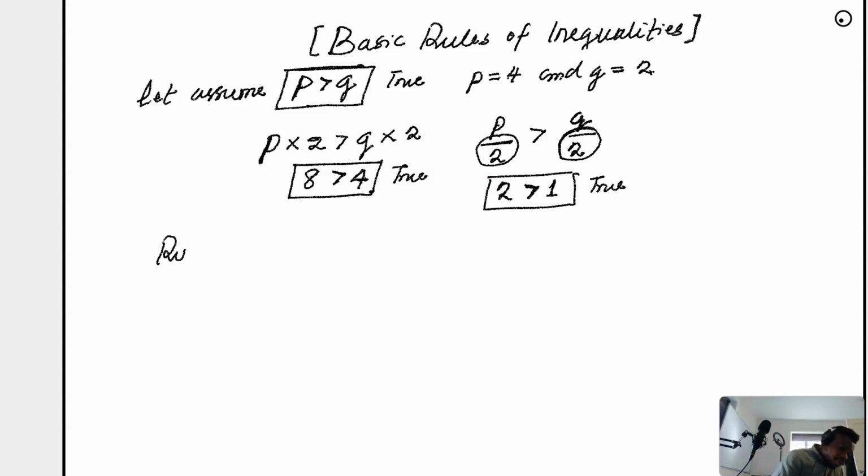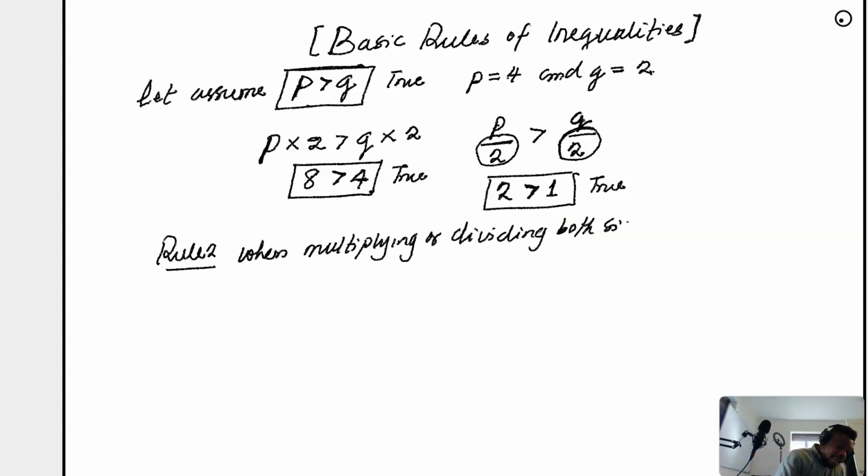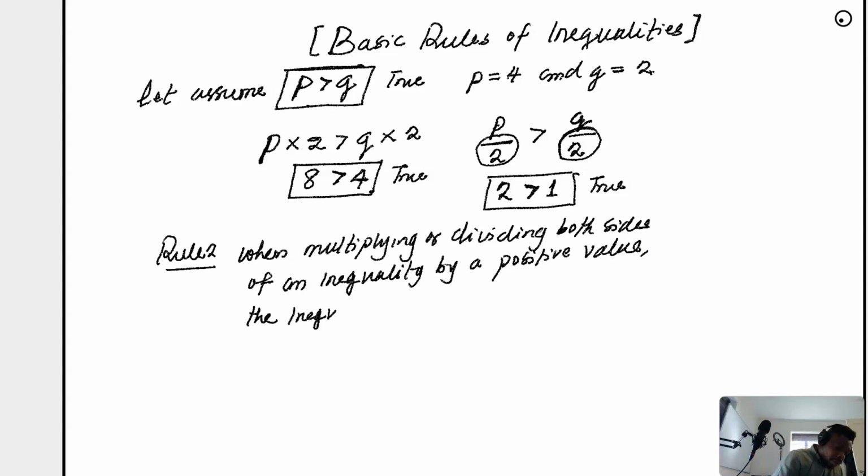So now, rule 2 is: when multiplying or dividing both sides of an inequality by a positive value, the inequality remains the same, as we have seen here. Okay, now let's go to the next rule.